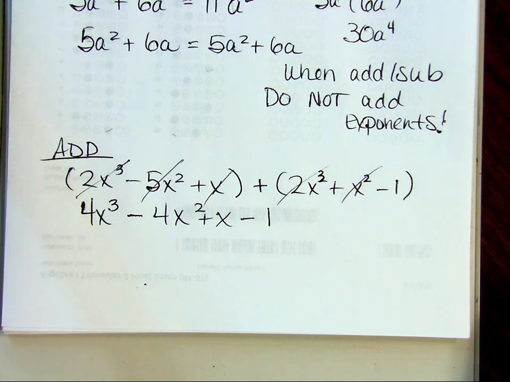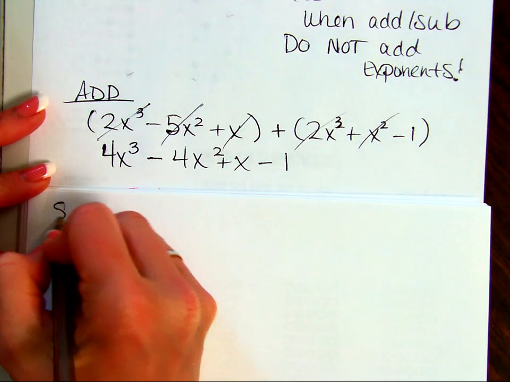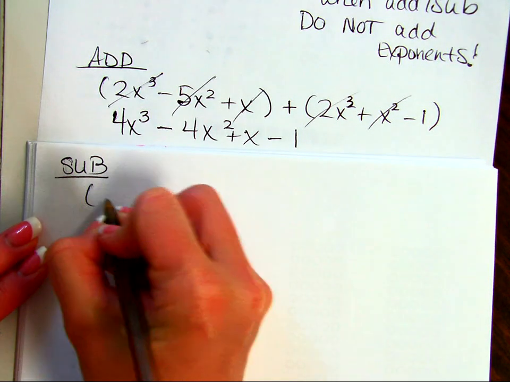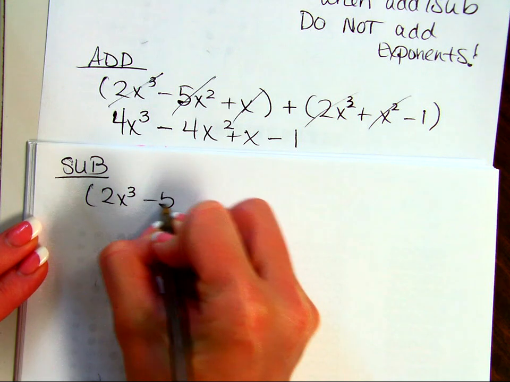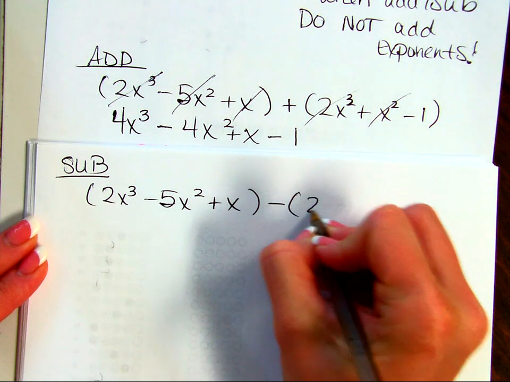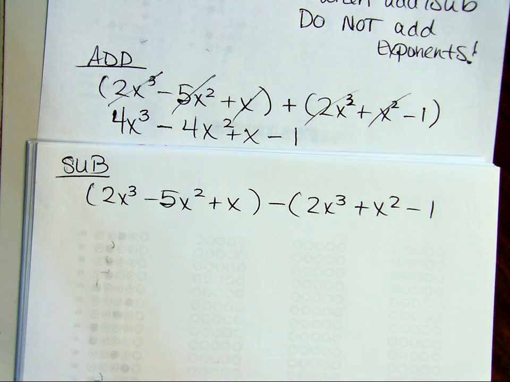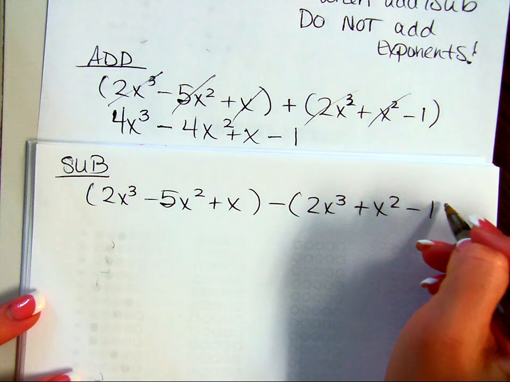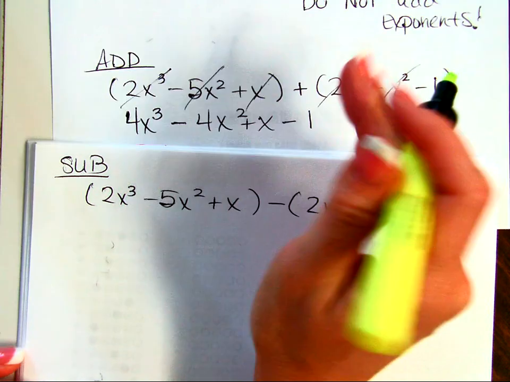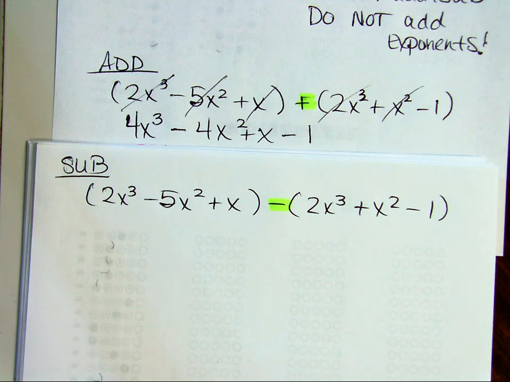So let's take a look then at what it would mean to subtract. What if I wanted to take this exact same 2 polynomials and subtract them instead of add them? That would mean I have 2x cubed minus 5x squared plus x, and this time I want to subtract them. 2x cubed plus x squared minus 1. Well, first thing you have to think about is changing this one little thing, this plus, to a minus is pretty major. It's going to totally change how you do this problem.